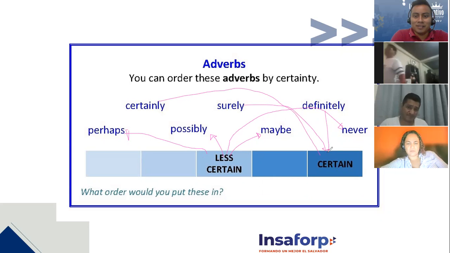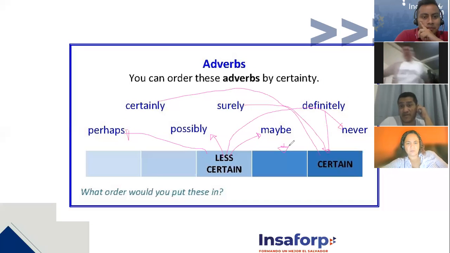Surely, definitely. Okay, definitely. Very good. Like that, none of this is in the middle. Nothing here. I place perhaps in the middle. Perhaps in the middle. Okay. Is there any other opinion? Maybe. Okay, we have two opinions. So perhaps and maybe you want to place it in the middle.